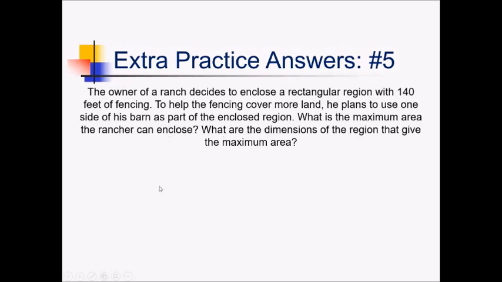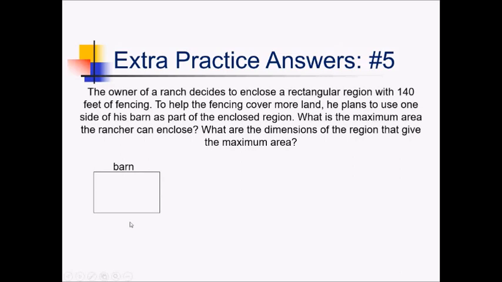So we just need a rectangle. And we know that one side of this rectangular pen is already the barn of the rancher. So we need to talk about the dimensions of the other sides here. Depending on what I make one of these sides, that's going to affect all of these other sides, because we only have 140 feet of fencing to work with.